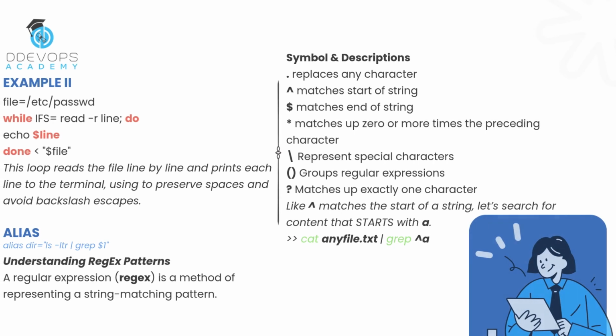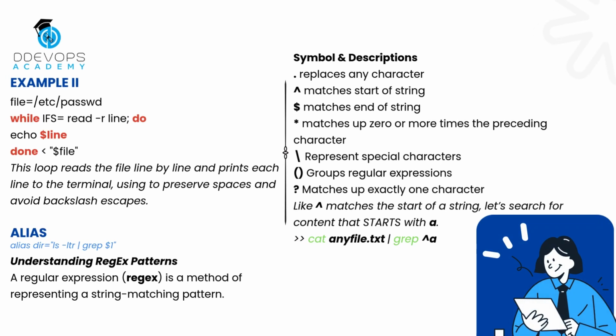Let's explore two powerful shell scripting tools: file reading and regular expressions. This loop reads each line from /etc/passwd and prints it, perfect for processing system files. The alias example shows how to create shortcuts for frequent commands, and with regex, we can match patterns like lines starting with A using grep. These tools make your scripts smarter, faster, and more flexible.